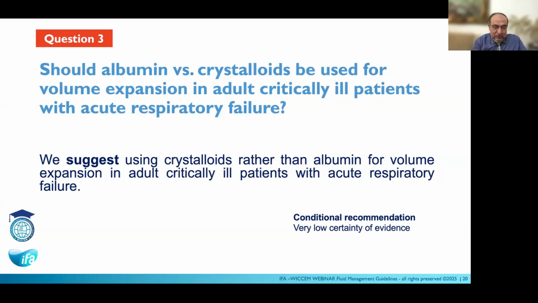If you look at the evidence profile for this group, there were 3 studies, mainly subgroups of other trials, not very large, that did not show difference in the outcomes of mortality, ventilator-free days, or renal replacement therapy. And based on this, again, the recommendation was to suggest using crystalloids rather than albumin for volume expansion in patients with acute respiratory failure. Conditional recommendation, but based on very low certainty of evidence.